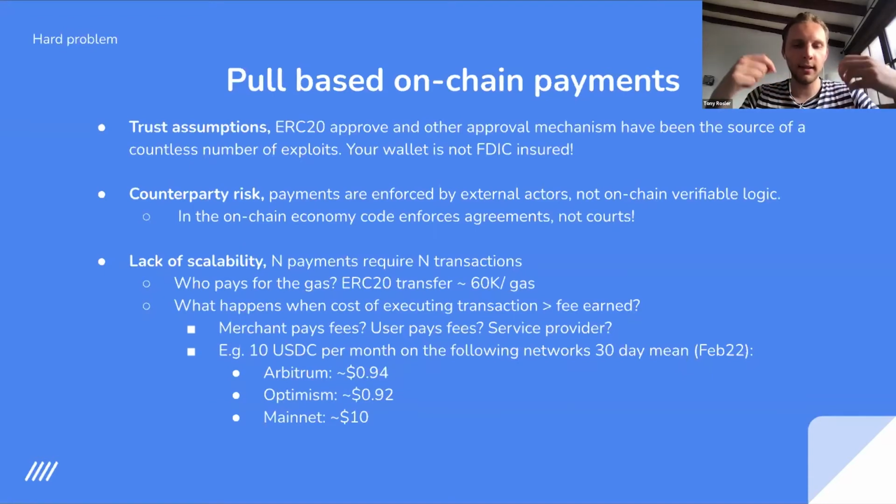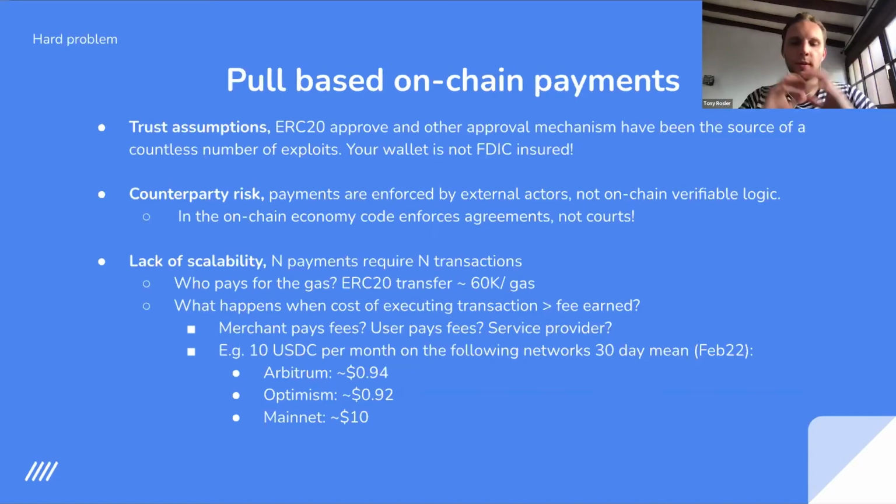Lastly, an interesting point is the lack of scalability. So having these scheduled transactions requires n payments to make n transactions. So the question becomes, who first of all pays for the gas? And then what happens when the cost of execution of the transaction is greater than the fees earned by the bot for executing that transaction?